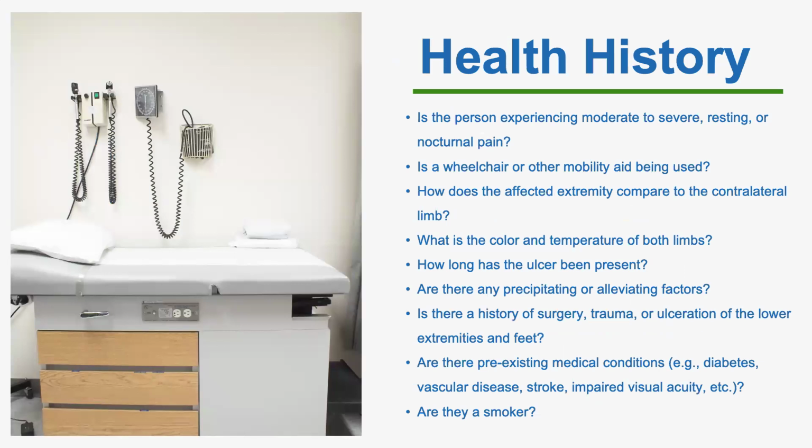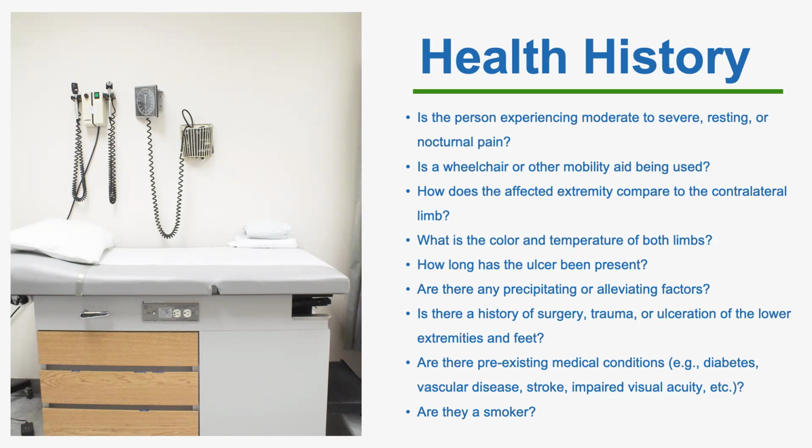As part of our health history, questions we want to ask patients and try to get more information about is if the person is experiencing any rest pain or claudication or any nocturnal pain. Does the patient have a wheelchair? How do they ambulate? Do they have any issues with ambulation? We also want to not only look at the limb that might have a wound, we want to compare with the contralateral limb. We also want to look at the color and temperature of both limbs.